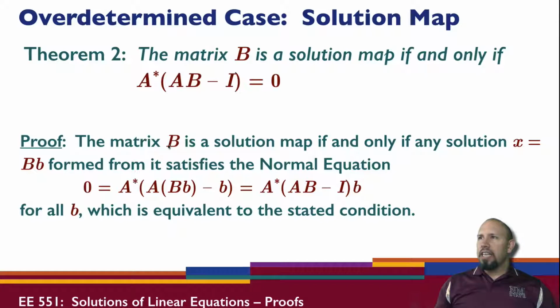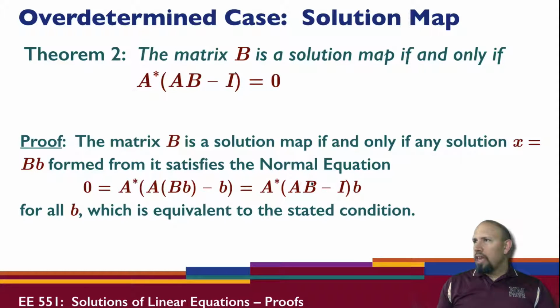So the proof says this. The matrix B is a solution map if and only if any solution X formed from it, X equal to BB, satisfies the normal equation. So here's X star. Notice with this expression I can factor out B.